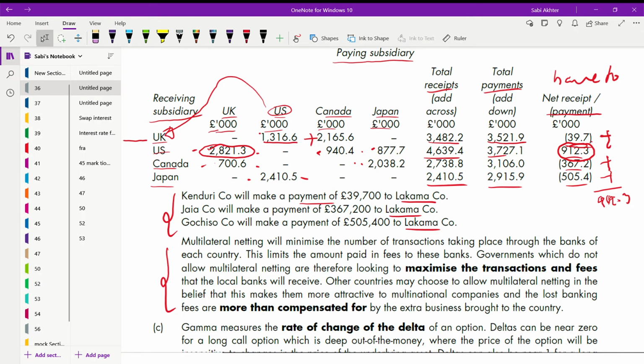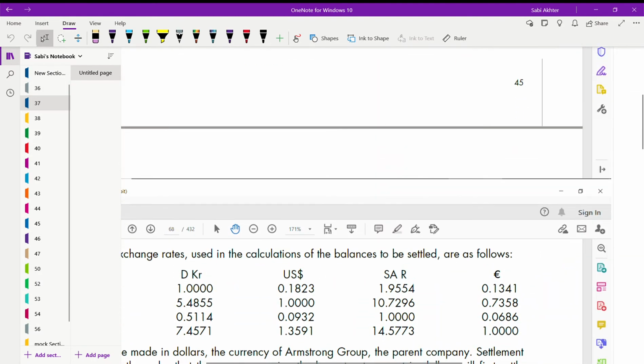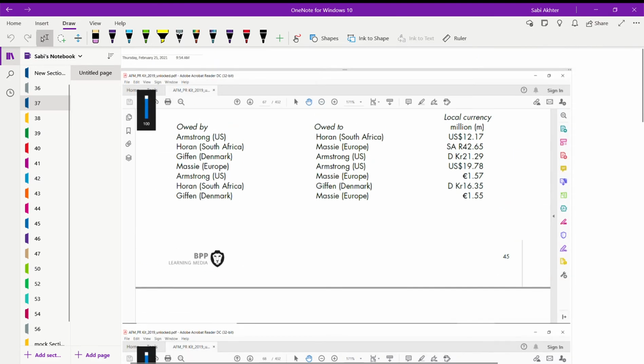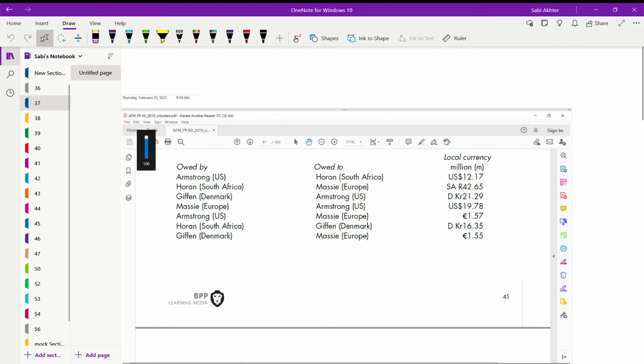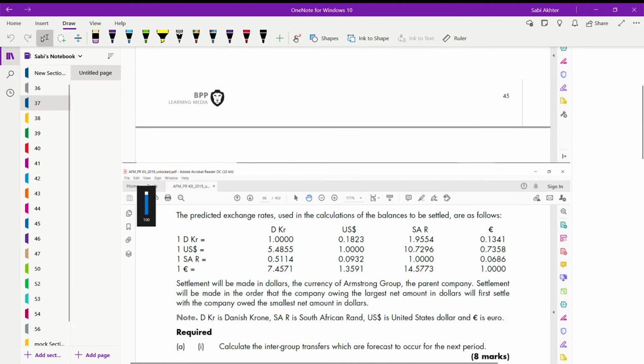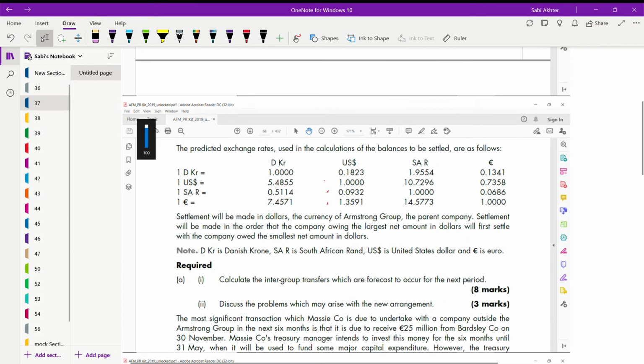So coming to 37 also, just see in 37. Again, there is a multilateral question, as you can see here. See, owed by and owed to, local currency. That's why I haven't copy pasted the full question. And here they have given you multiple rates. That means you have to use these rates. You don't have to use the mid rate like in the previous one. That's the small difference.